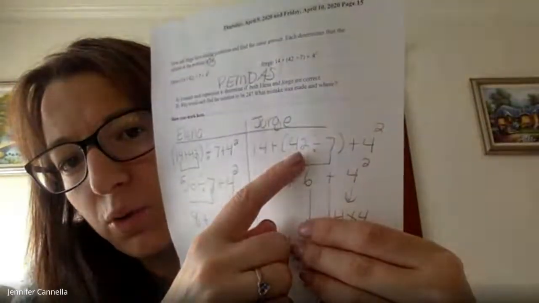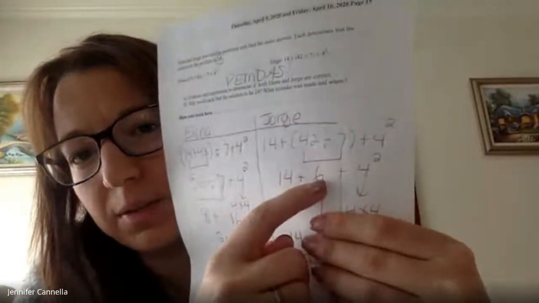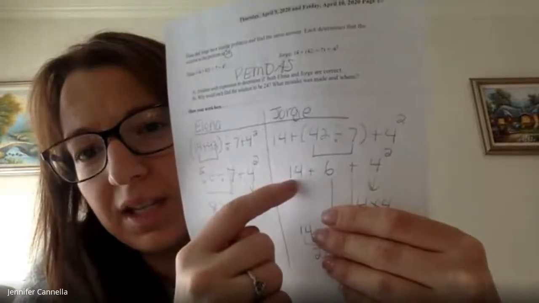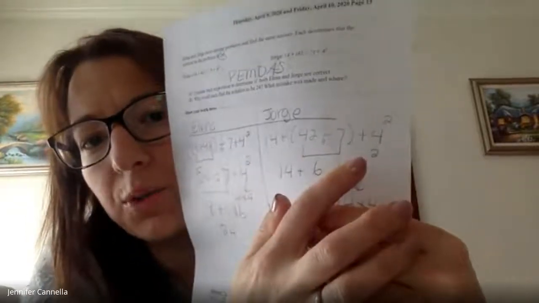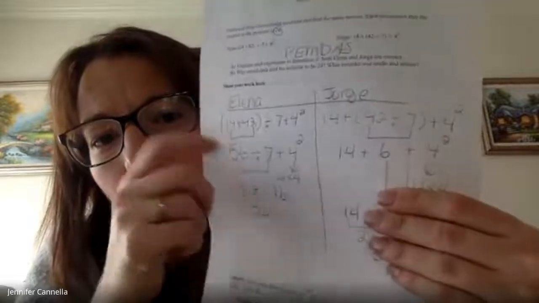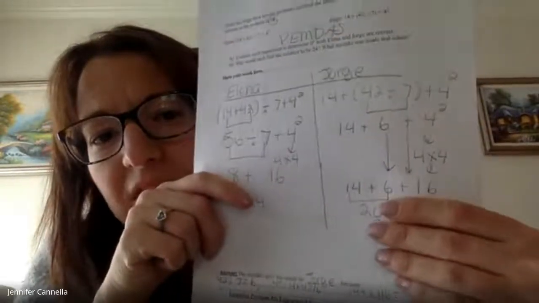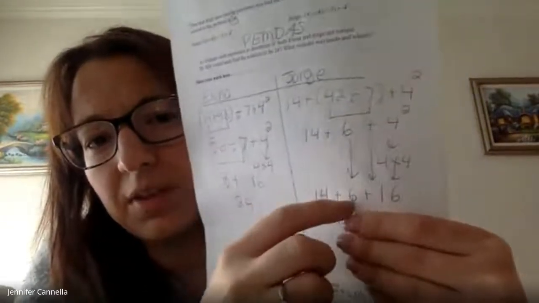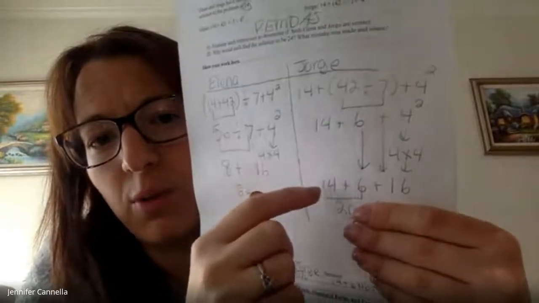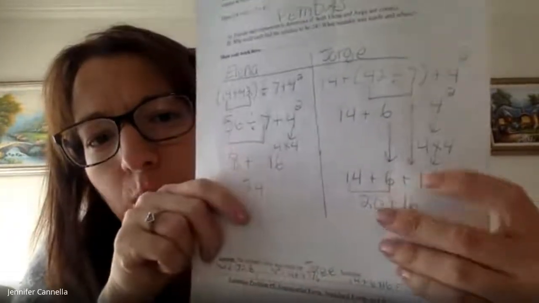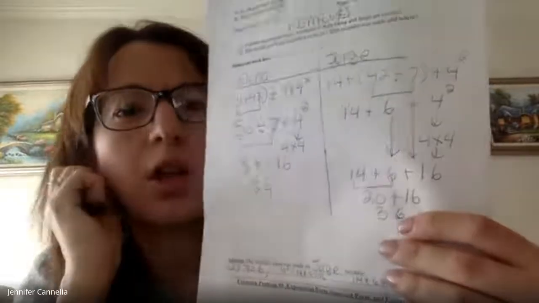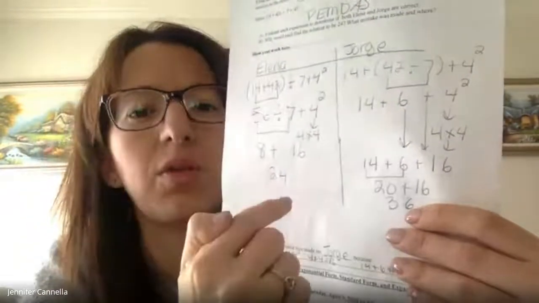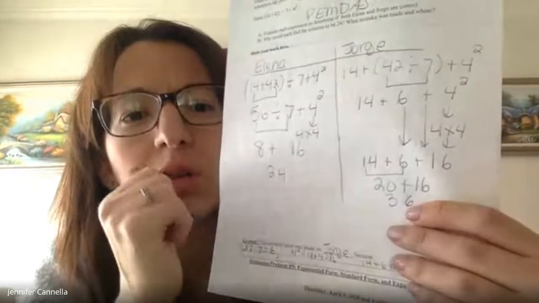So, parentheses, 42 divided by 7 gives me 6. I bring down the adding of 14. 4 squared means 4 times 4. Okay? So, 4 times 4 is 16. I bring down the 6 and I add the 14. I add 14 plus 6, I get 20. 20 plus 16 gives me 36. So clearly we know that Alina was correct and George or Jorge was wrong.